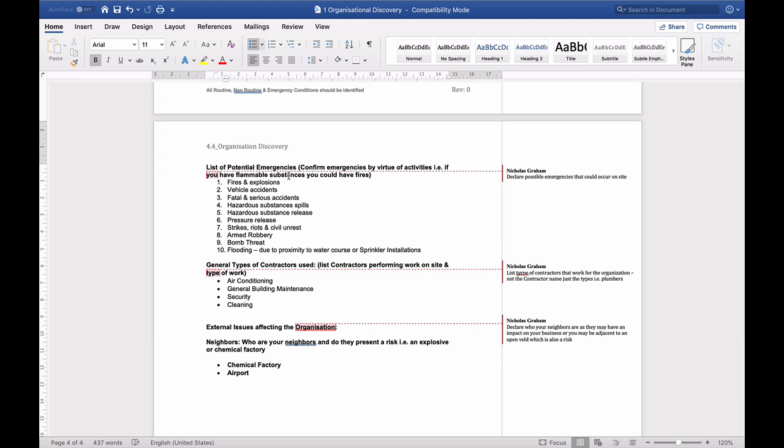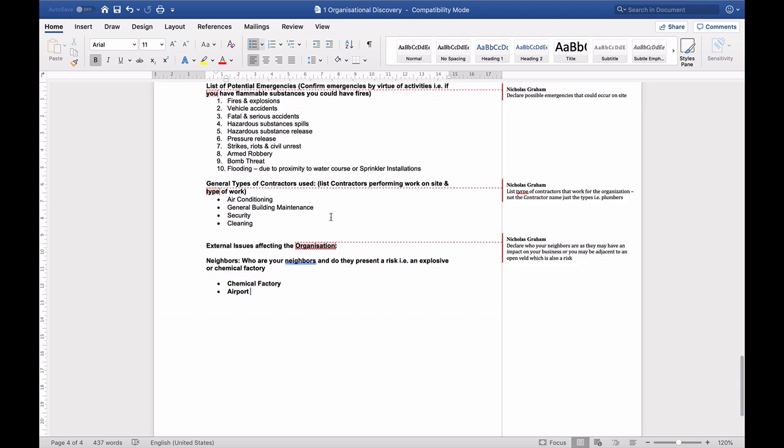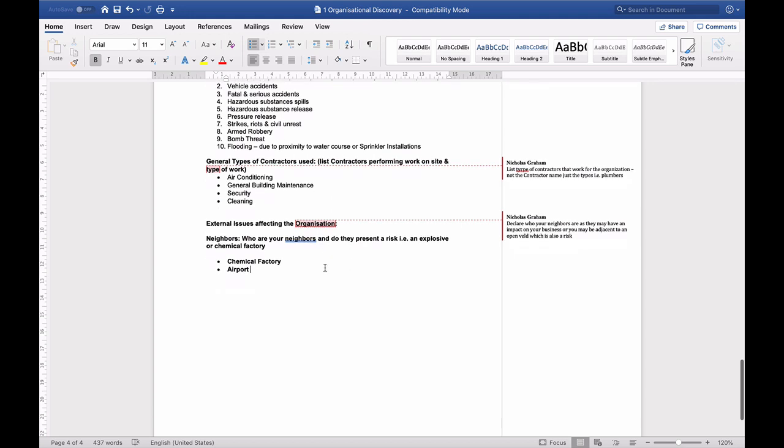In conjunction with the client, we help them to identify some of the possible emergencies that could occur by virtue of the activities that they have on site. Now, just remember, all of this is a desktop exercise. We ask the client to then provide us with the types of contractors that they use. Obviously, contractors are bringing tools and equipment and substances onto your site, which is obviously going to influence the risk assessment as well. And something that is very important is to identify who the neighbors are.